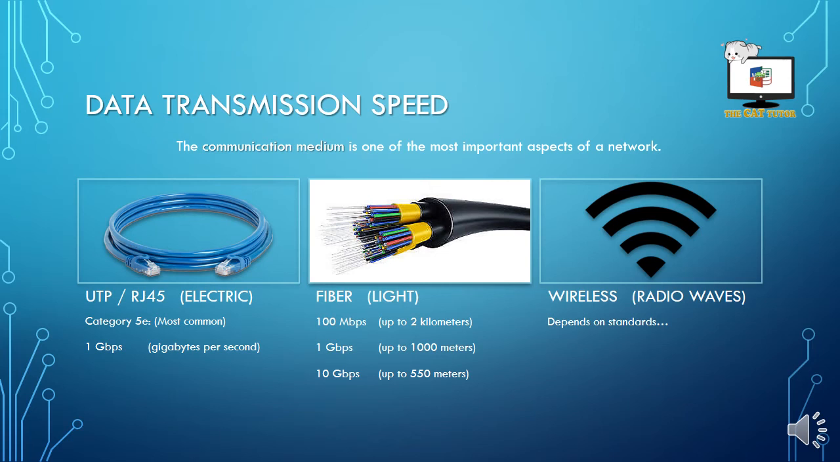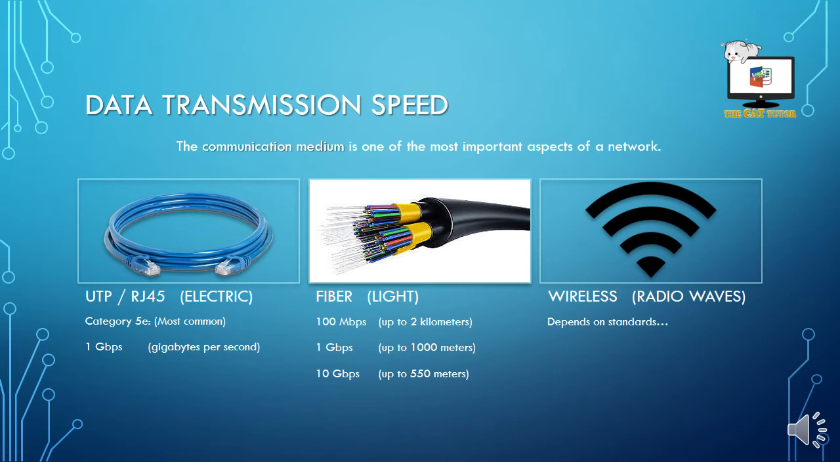Now, the data transmission speed is very important when it comes to picking whether you want a UTP, a fiber, or a wireless connection. UTP connections, the most commonly bought version of them, are the Category 5E connections. Their data transmission speed is, most of the time, not always, most of the time, 1 gigabyte per second. Or 1,000 megabyte per second. Fiber.